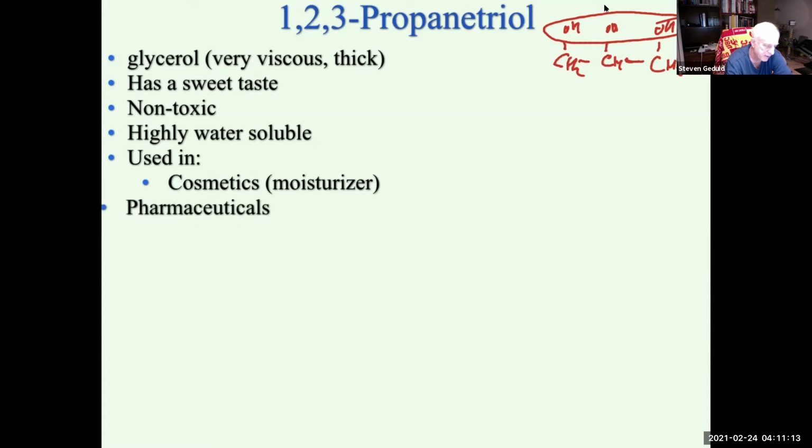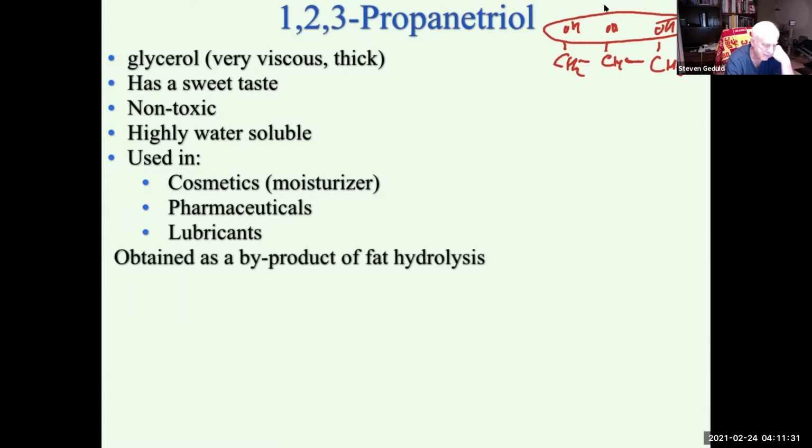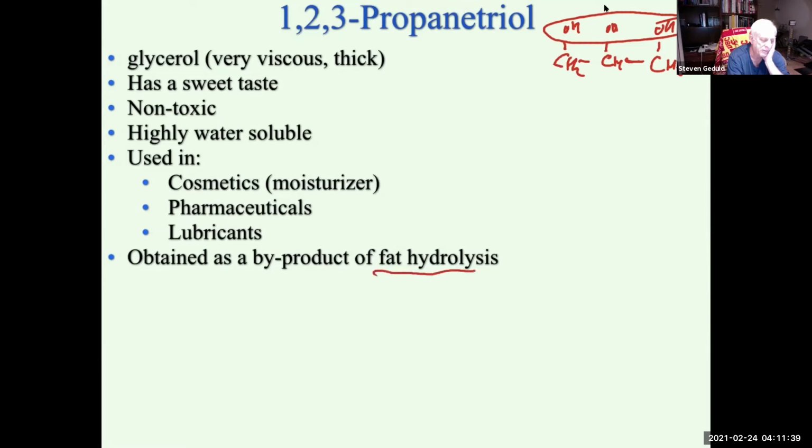It's used in pharmaceuticals. It's polar, it means it dissolves in your bloodstream, so it can carry medications to different areas of the body. And it's non-toxic. It's used in lubricants. It's got that very viscous feel. It is used in lubricants and is obtained as a product of fat hydrolysis. So when you break down fat, you get glycerol. That's what gives soap its lubricant ability.